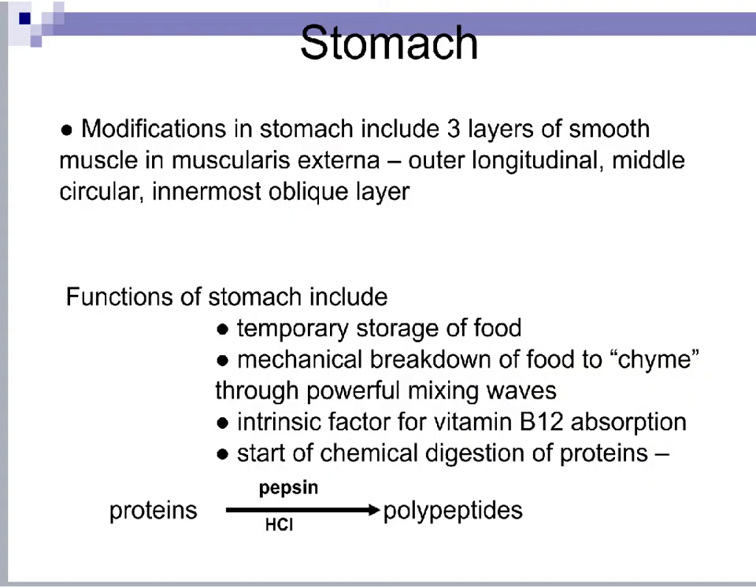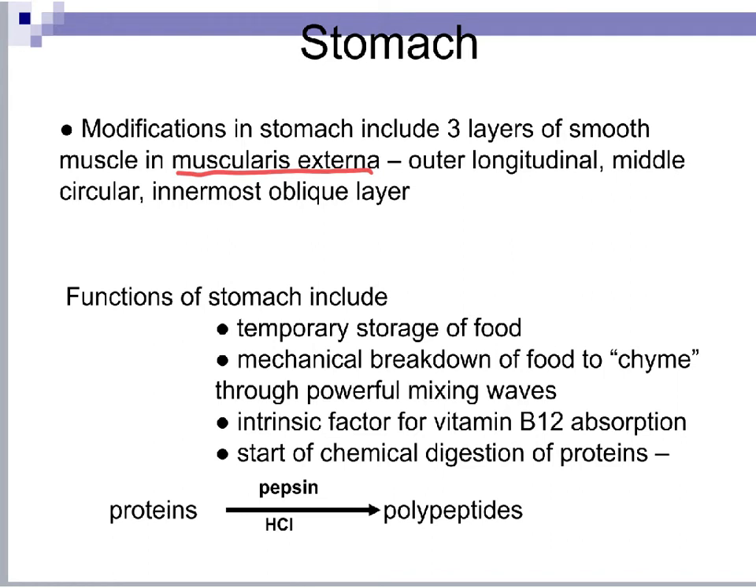Before I state what the functions are, let's look at some further modifications of the stomach. We've already seen how the epithelium is a simple columnar. We've seen in the stomach how the epithelium is folded into rugae, and deep in those rugae are what we call gastric pits and gastric glands. Those are modifications, but we also see modifications in the muscularis externa.